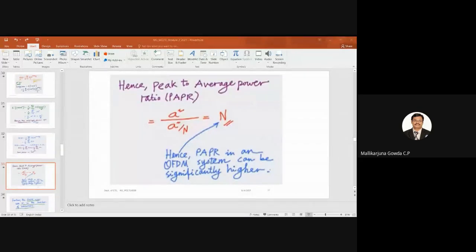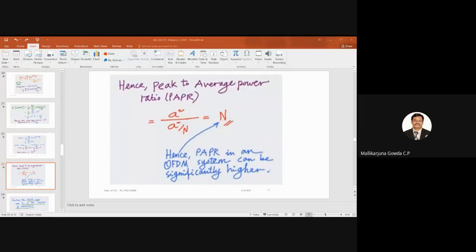Here A square will get cancelled. It will be equal to N. What is this N? This is the peak to average power ratio in case of an OFDM system, and this N is the number of subcarriers. Don't get confused with the notations. So far I used to say L is the number of subcarriers, but since I have taken this from a different source, they have used N as the number of subcarriers. Please understand that this capital N is nothing but the number of subcarriers. So the peak to average power ratio of an OFDM system is equal to the number of subcarriers we use. If we increase the number of subcarriers, the peak to average power ratio also increases. It directly depends on the number of subcarriers.